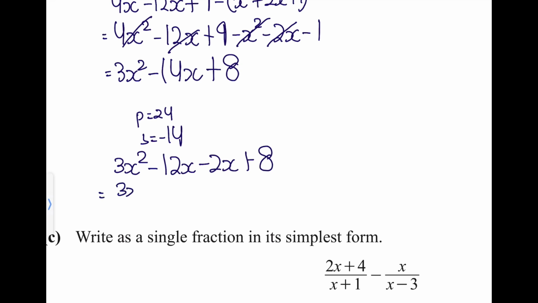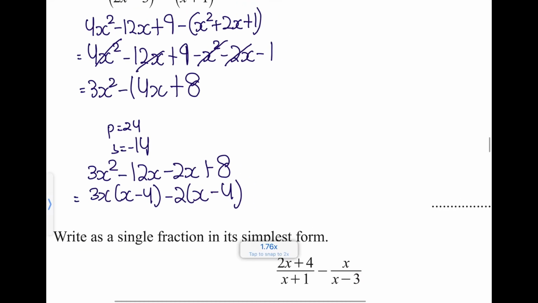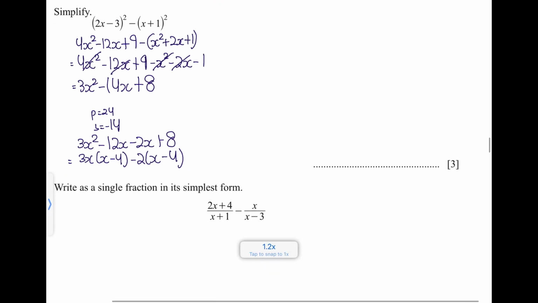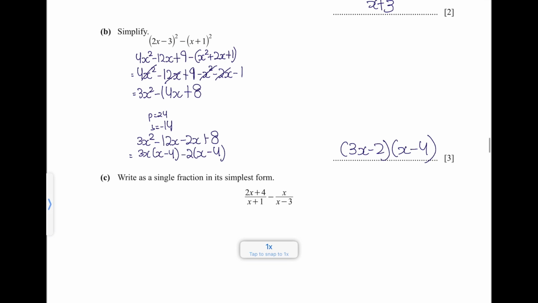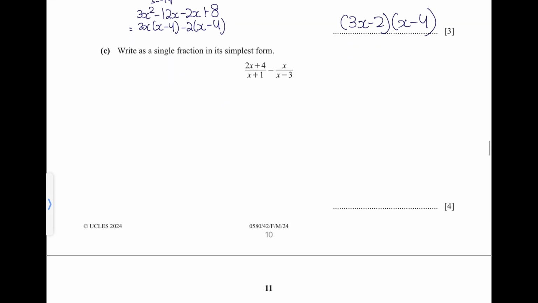So 3x times x minus 4 is 3x squared minus 12x, then negative 2x minus 4, negative 2x plus 8. So that's going to be 3x minus 2 and x minus 4. Now just for rechecking, what you're going to do is assign a value of x to your calculator. 2x minus 3 squared minus x plus 1 squared gives negative 8, and 3x minus 2 and x minus 4 gives negative 8. So hence this is correct.